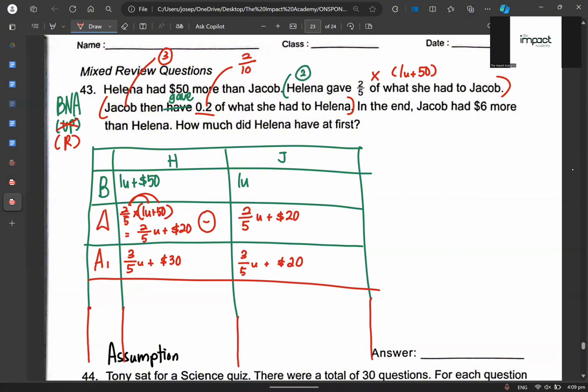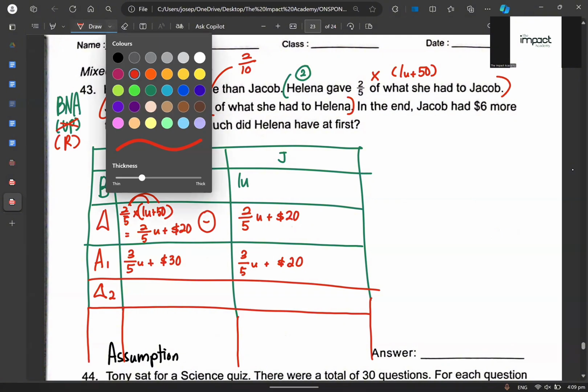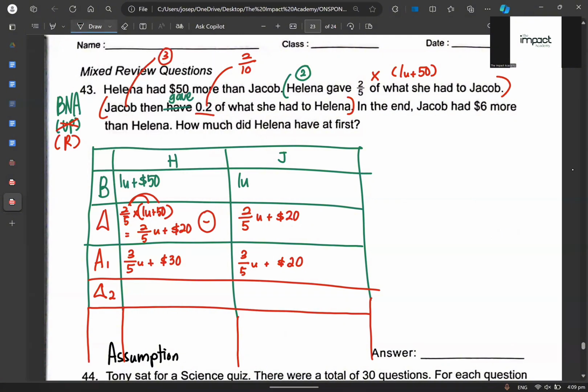Is this something that you can understand or you don't understand? Change 2. Can I go to change number 2? Yes. Now, Jacob then gave 2/10 of what she had to Helena, right? So Jacob gave 2/10. Make sense? Jacob after number 1. Oh yeah, this one is to add, I apologize. This is where you add. Agree? 1 2/5 units plus.